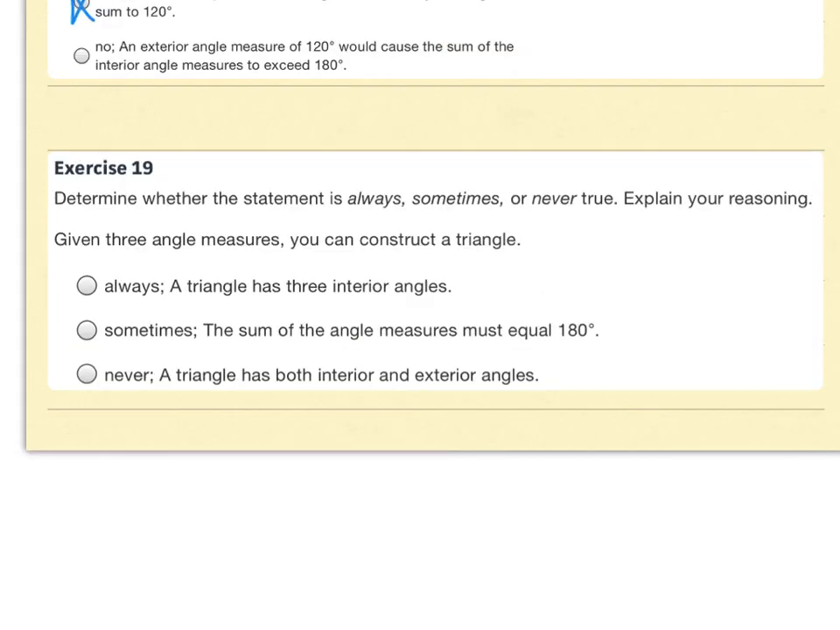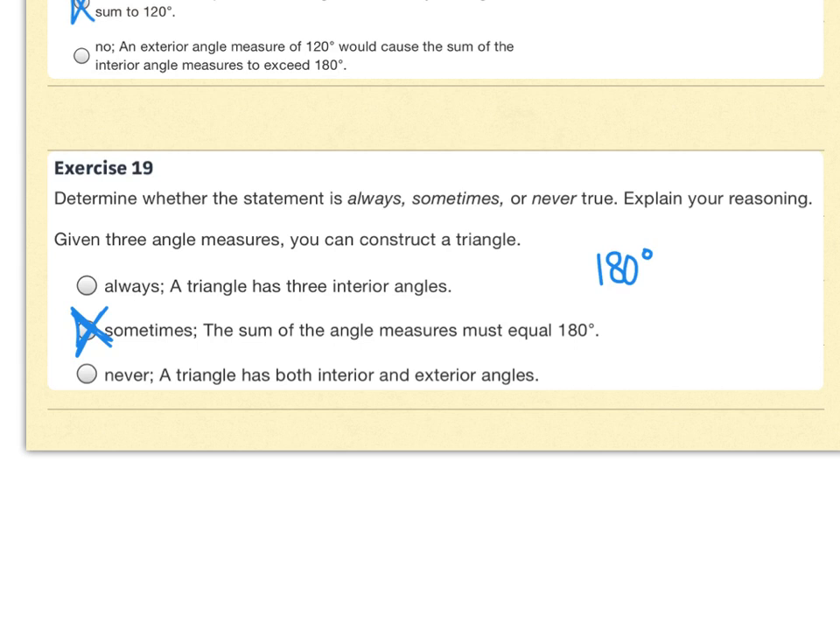So this next series of homework questions are going to be questions that we're going to be looking more in depth at on Friday with our triangle worksheet. And it says, determine whether the statement is always, sometimes, or never true. Explain your reasoning. Given three angle measurements, you construct a triangle. And this is going to be sometimes true. The reason that's sometimes true is because sometimes those three angle measures will add to 180 degrees, and sometimes they won't. And so I can only have a triangle if they add to 180 degrees.